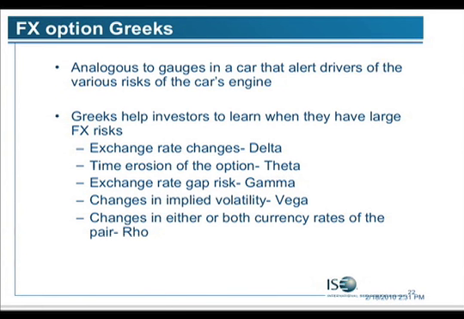Option Greeks are analogous to risk gauges in a car that alert drivers of the various risks of the car's engine. We're driving down a highway, and the temperature light goes on, the battery light goes on, the oil light goes on. If you continue to drive your car, you're going to have a problem. Well, when you're trading options, you need to understand the Greek risks, because they're going to help you understand if you have a lot of delta.